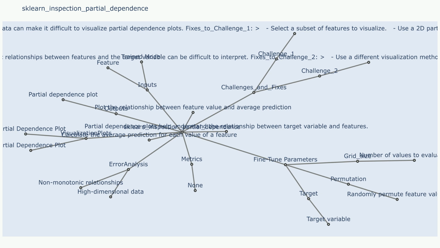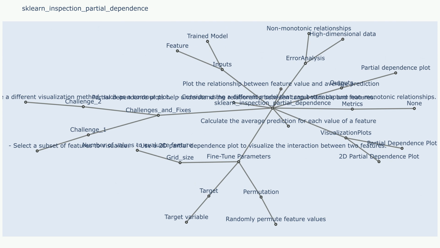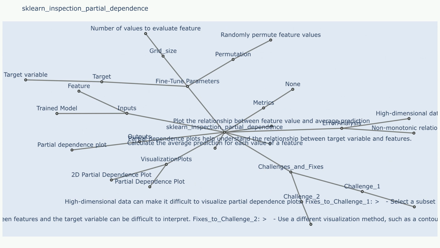Fixes: feature selection: prioritize analyzing PDPs for features that are deemed important based on feature importance scores or domain knowledge. Partial dependence with interactions: use techniques like individual conditional expectation, ICE plots, or generalized additive models (GAMs) to explore the interactions between features. Challenge 2: nonlinear relationships.